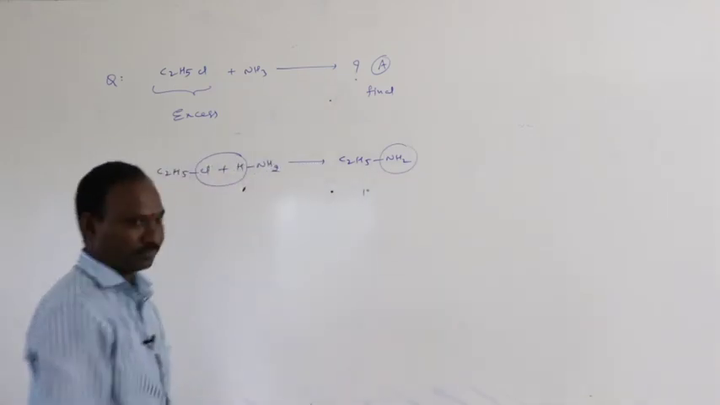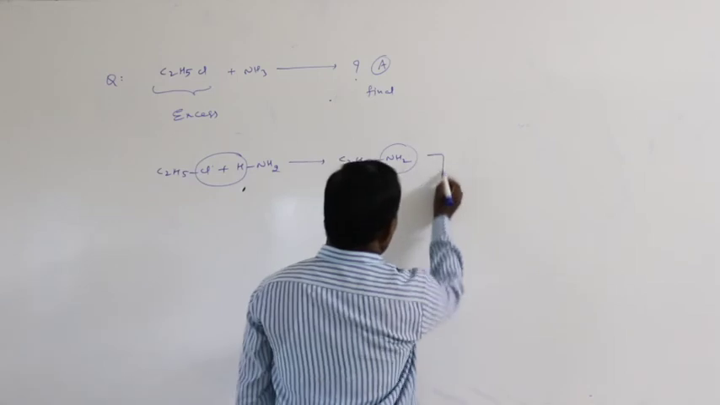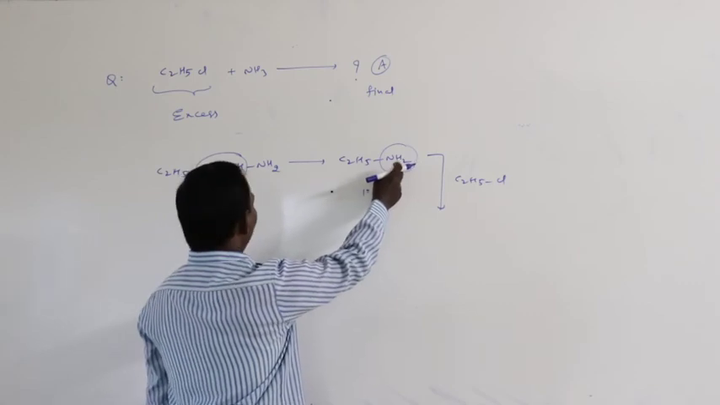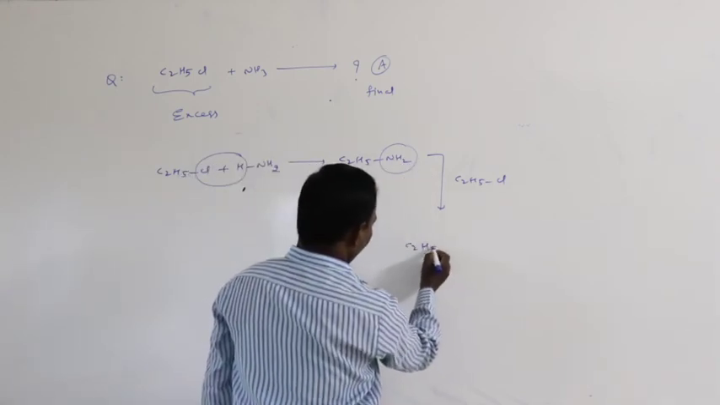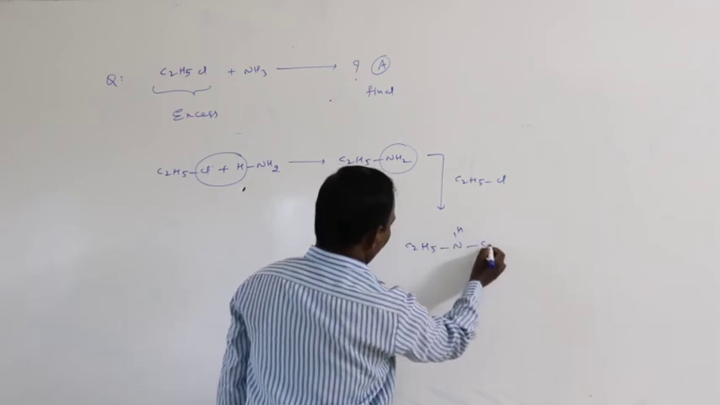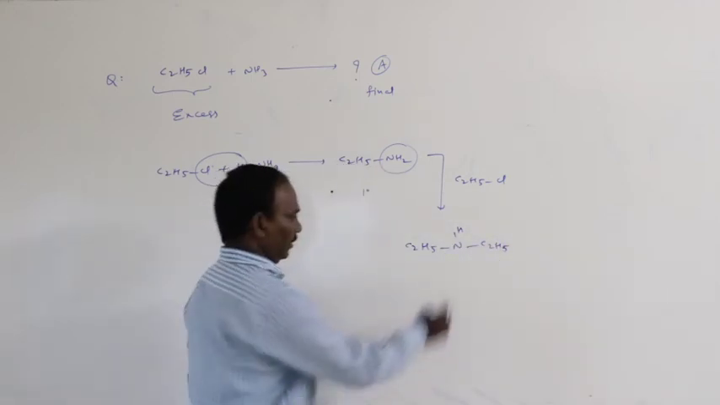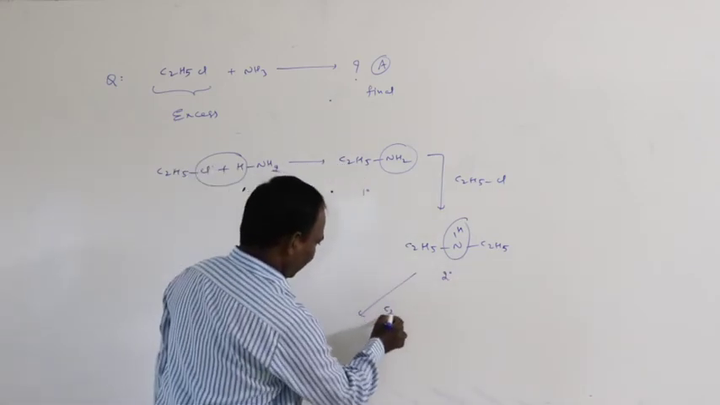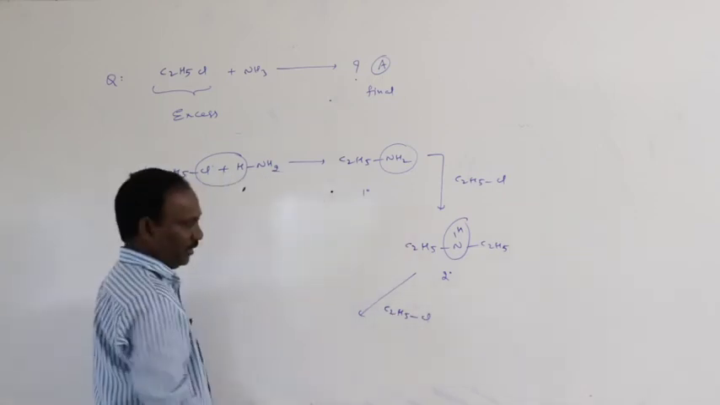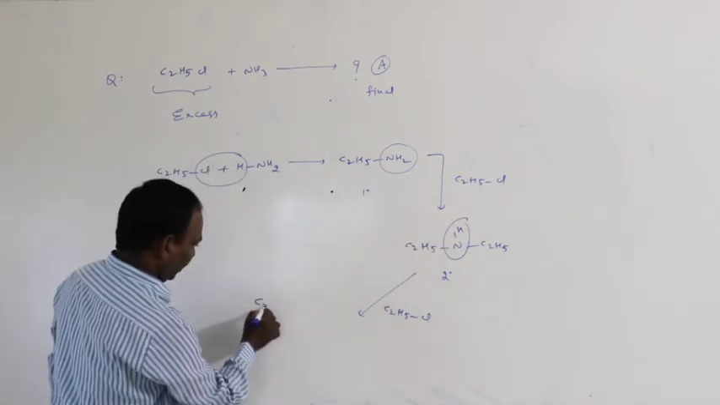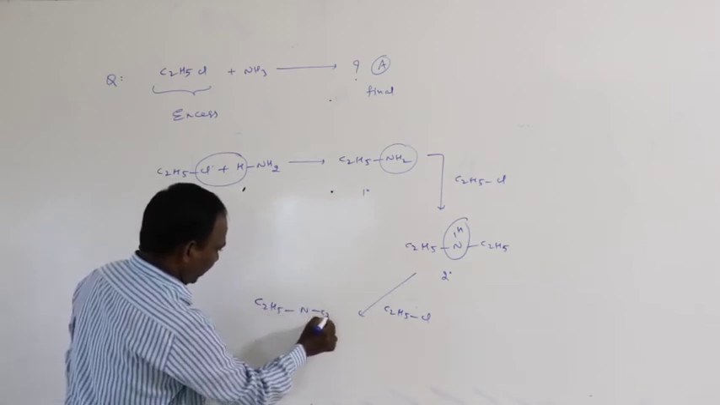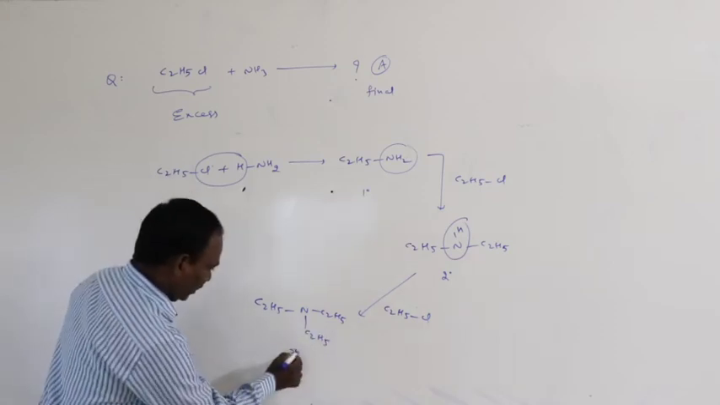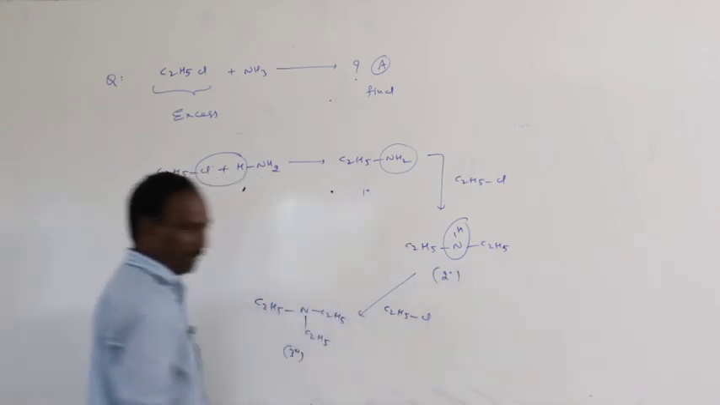It is a primary amine, and the primary amine is further treated with ethyl chloride. Here one more hydrogen is replaced, it gives NHC2H5. This is a secondary amine, and the secondary amine reacts with ethyl chloride. Here hydrogen and chlorine are removed, it gives a tertiary amine, N(C2H5)3. This is the tertiary amine.